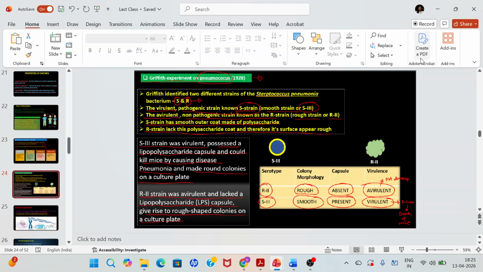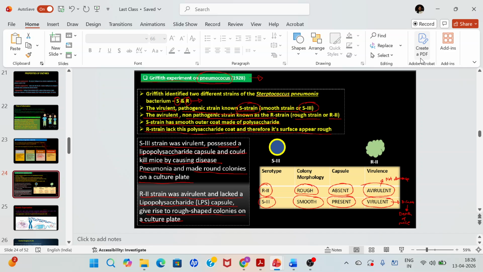Okay. So Griffith identified two different strains of Streptococcus pneumoniae bacterium, S and R. The S strain is the smooth strain, which is virulent and pathogenic. The avirulent, non-pathogenic strain is known as the R strain. The S strain has a smooth outer coat made up of polysaccharides, while the R strain lacks this polysaccharide coat and therefore its surface appears rough.